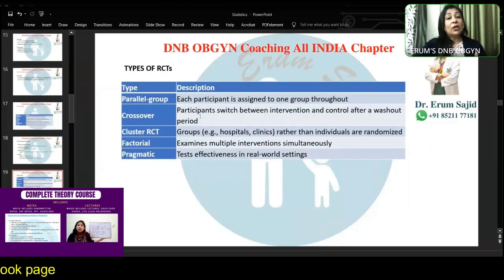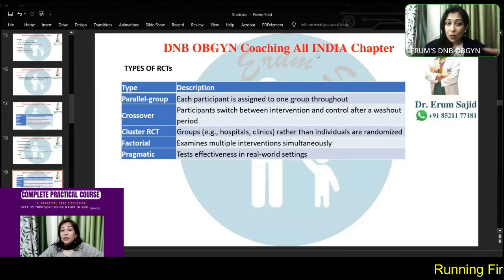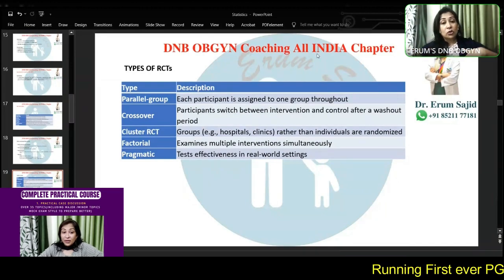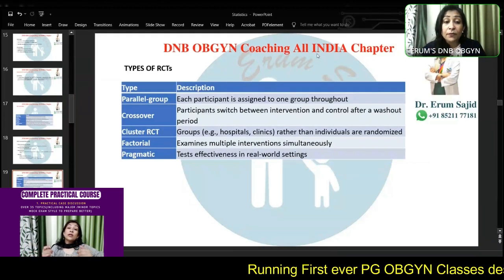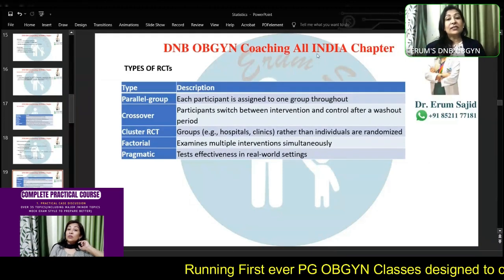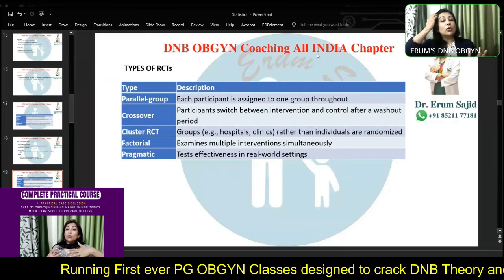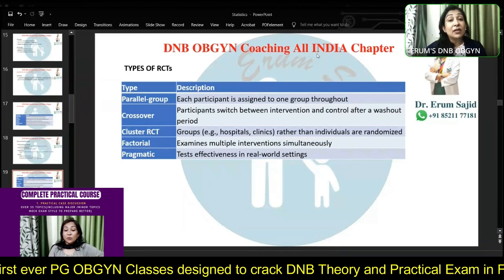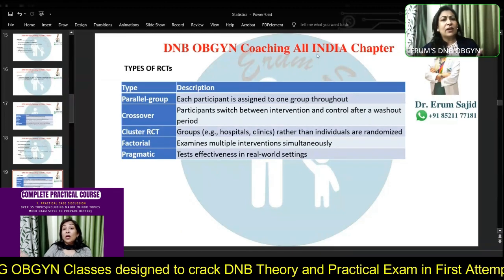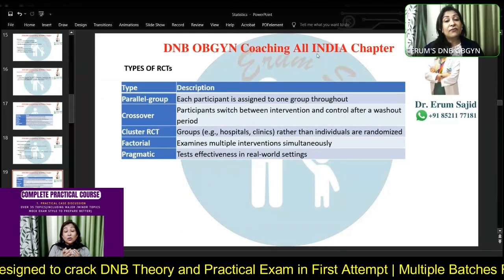So then you have different types of RCTs. That is, each participant is assigned to one group throughout. That's parallel group. Or a crossover, where participants switch between the intervention and control group after a washout period. Or there is a cluster RCT, in which certain groups rather than individuals are randomized. Or it could be factorial, which examines multiple interventions simultaneously. There could be multiple drugs being given, but usually it is one drug because that's how we get to know. Then there is pragmatic, which tests effectiveness in real world settings.